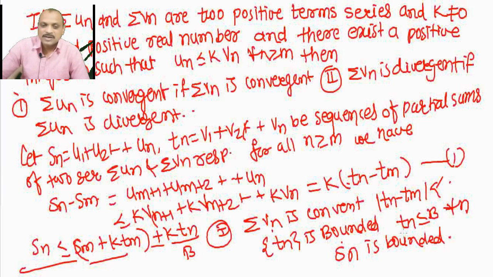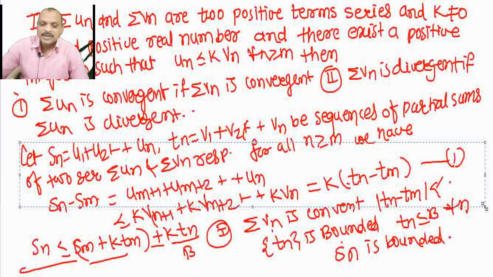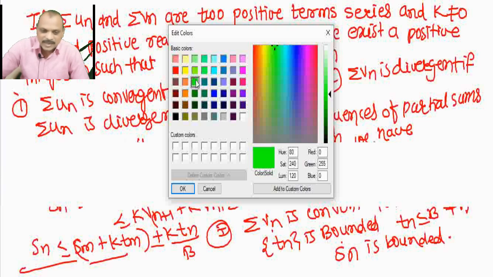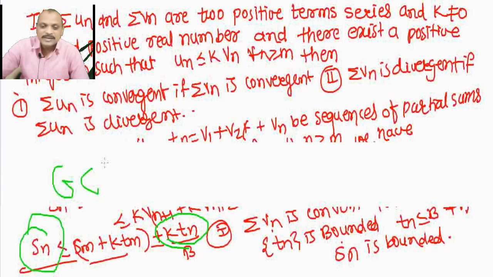Now see the second part. Whenever summation un is not convergent, that means the sequence of partial sums is not bounded above. From this relation, Sn is not bounded above, so obviously the other part is also not bounded above. It is not bounded above means that if we have a number g, then the terms of the sequence are obviously greater than g.